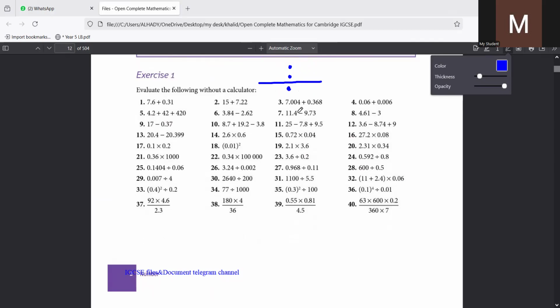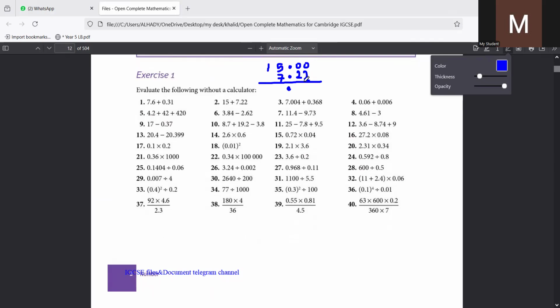But in case you're adding two numbers where one has a decimal point and the other has none, like number 2, where 15 has no decimal point, plus 7.22, you write the 15 as it is, 5 as ones and 1 as tens. You have no decimal part, so you can put zeros for the decimal part. You write your second number, 7 as ones and then 0.22. You put 2 zeros here because you have 2 digits after the decimal point.